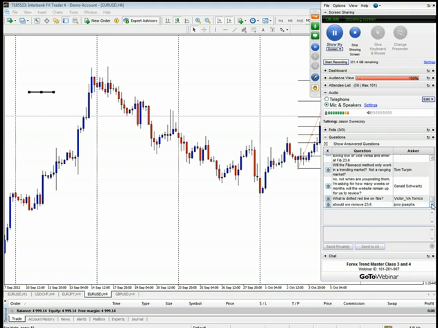In a ranging market, Tom, if you do one trade and it goes bad on you, you want to wait for it to break out. Then you want to look for the next trade entry. Okay.